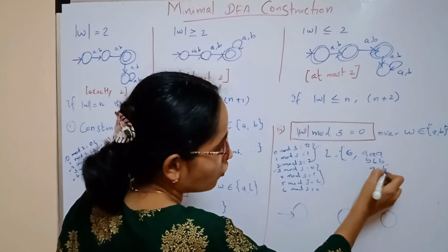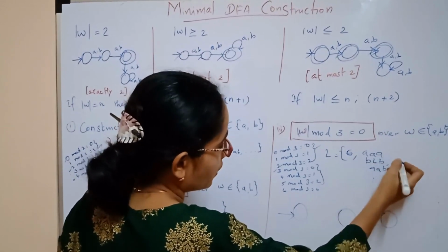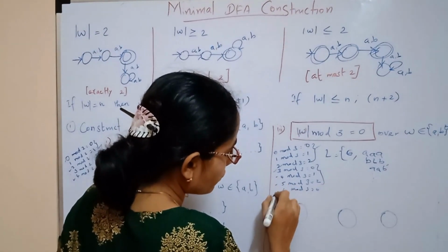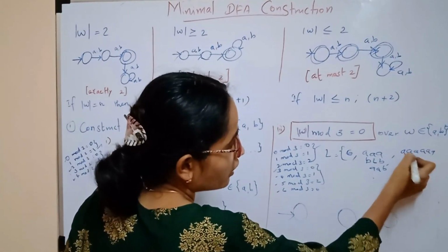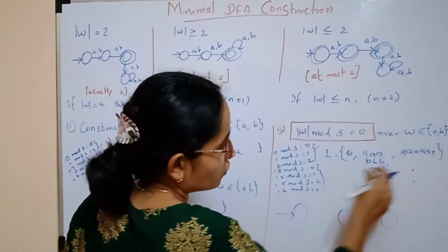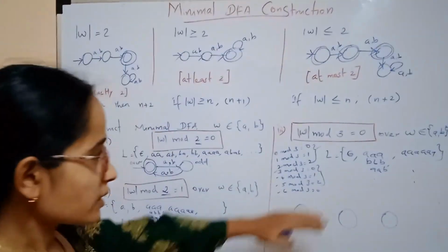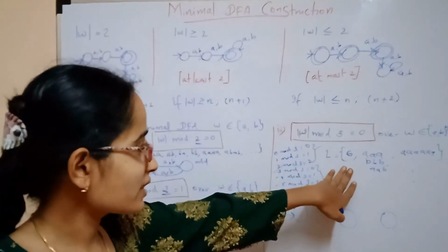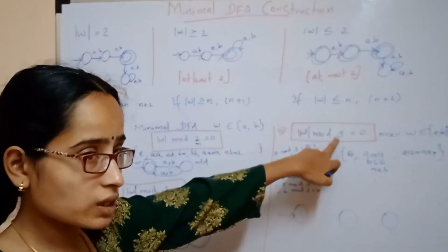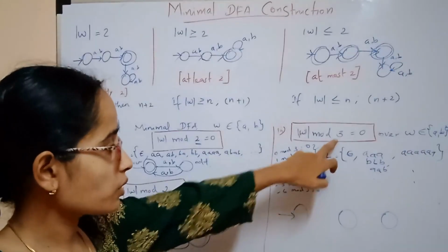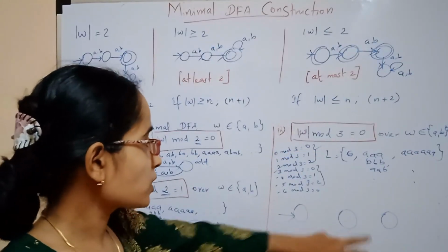Otherwise you can have different combinations. And then you will not take 4 and 5, you will take 6. So 6 means 6 a's, and here you will have different combinations. So this is again an infinite set. The language L is an infinite set. The number of states for this problem statement is 3. So you will have 3 states.